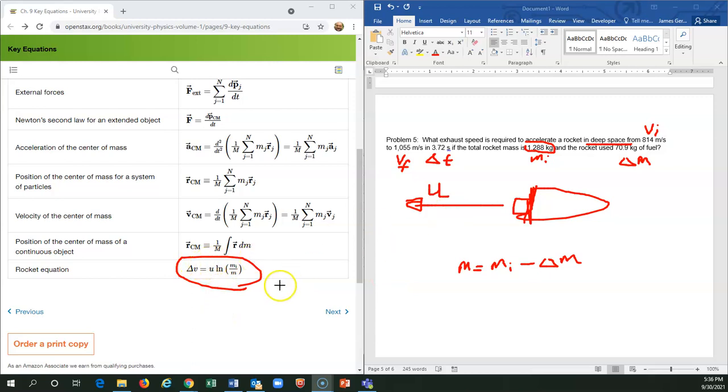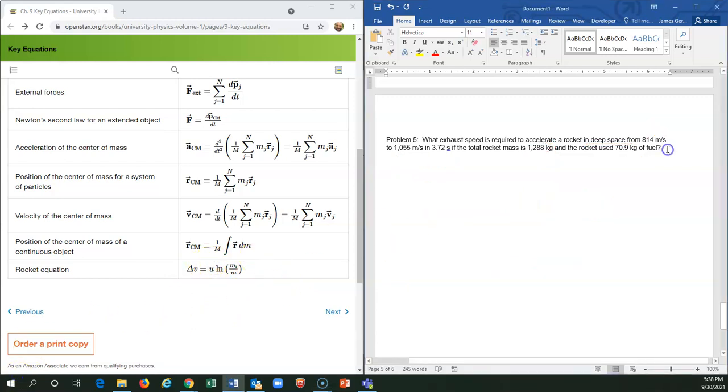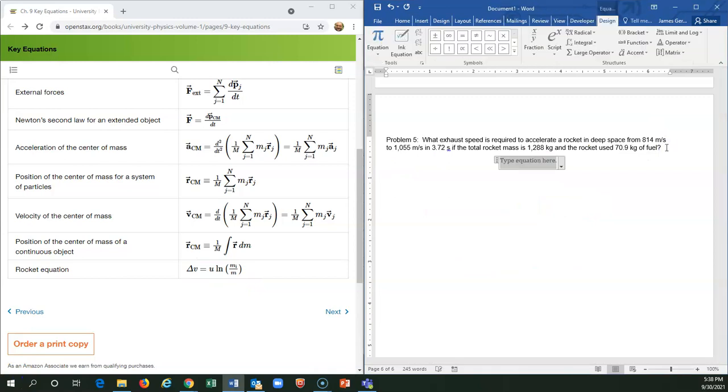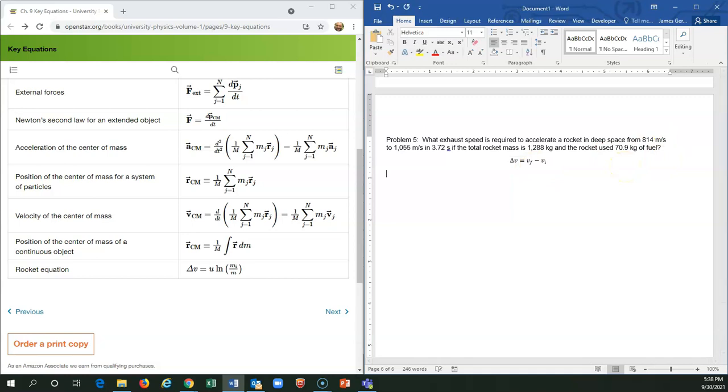All right, so let's go type this out. Okay, so our change in velocity is going to be v final minus v initial, and we know final is 1055 meters per second. V initial is 814 meters per second.